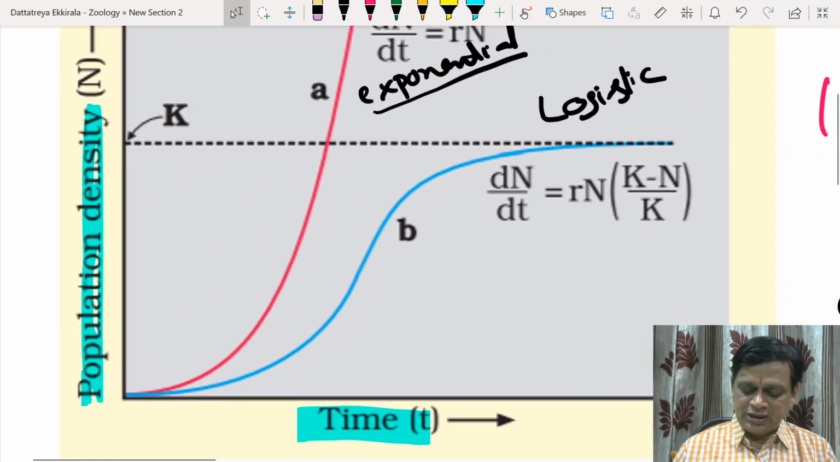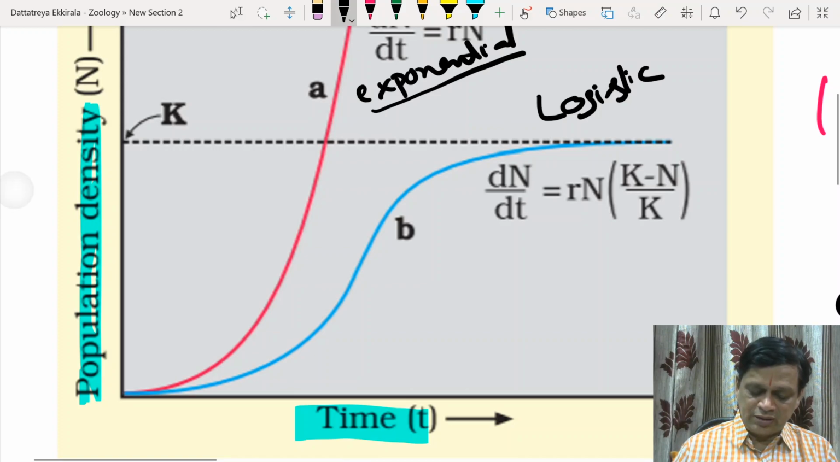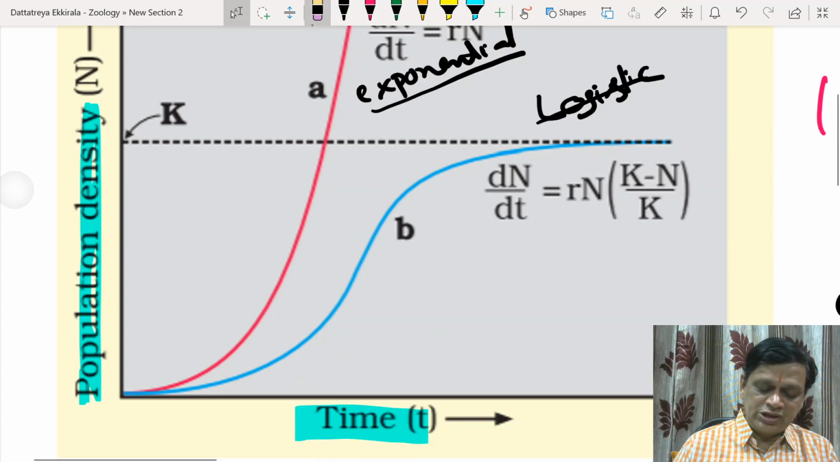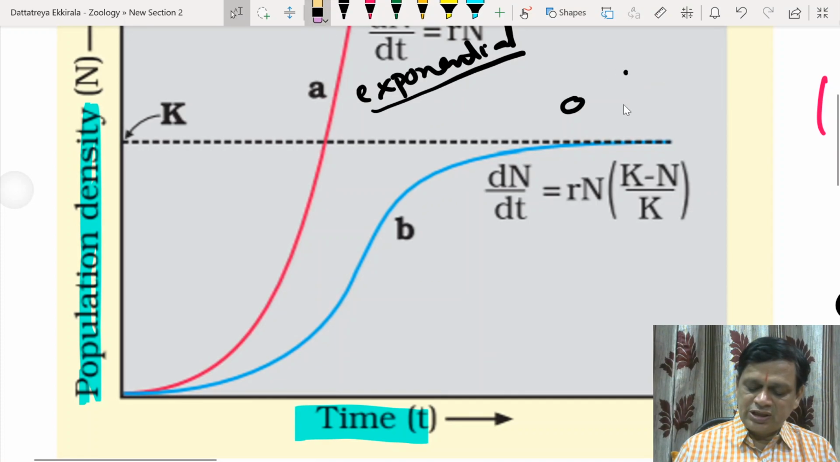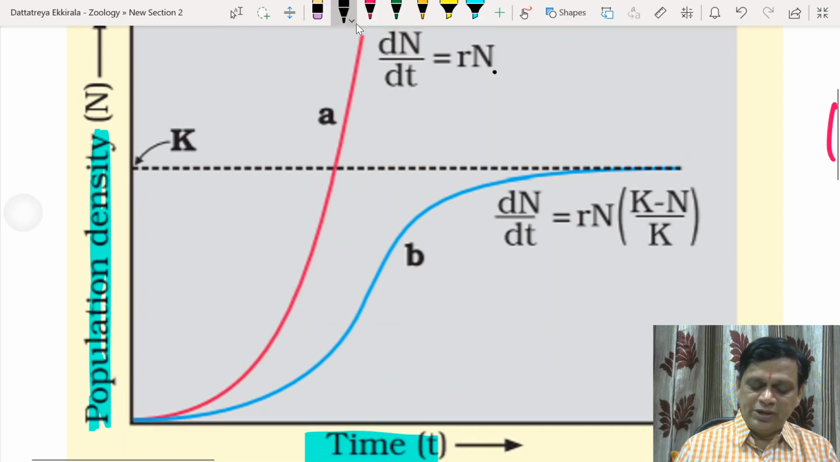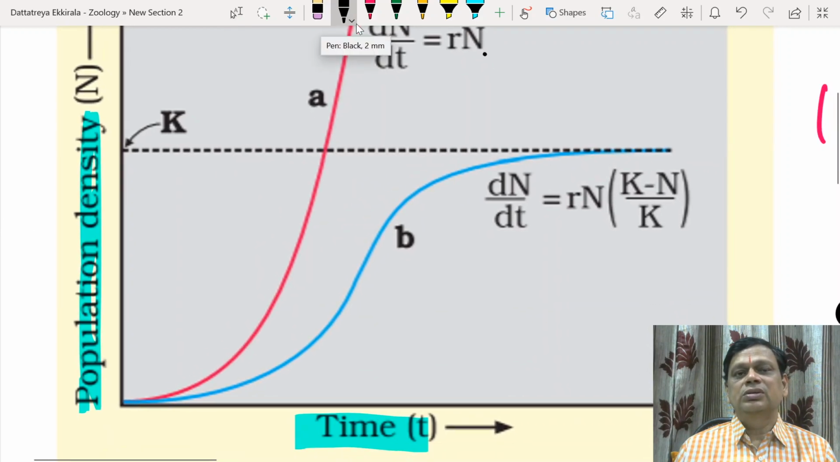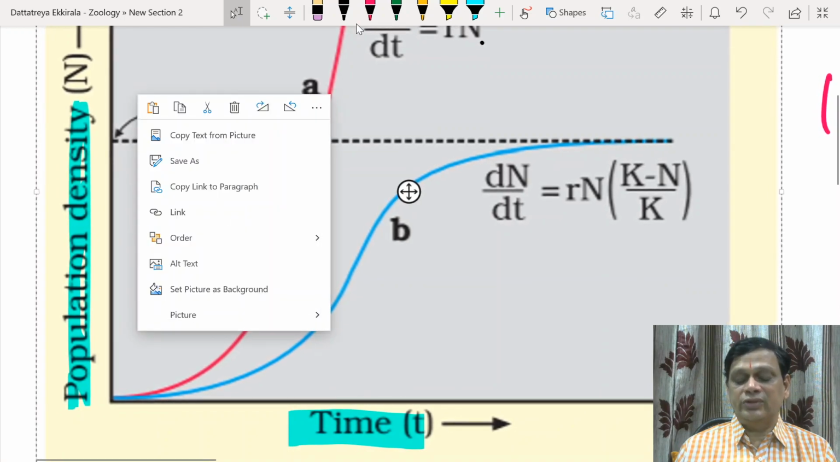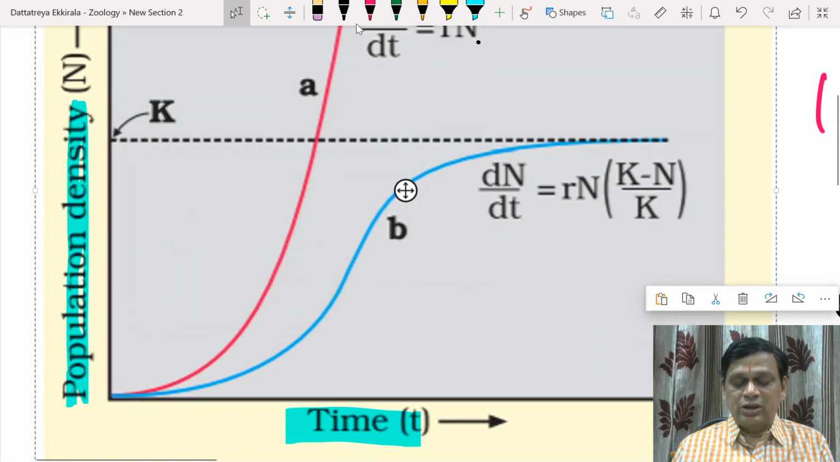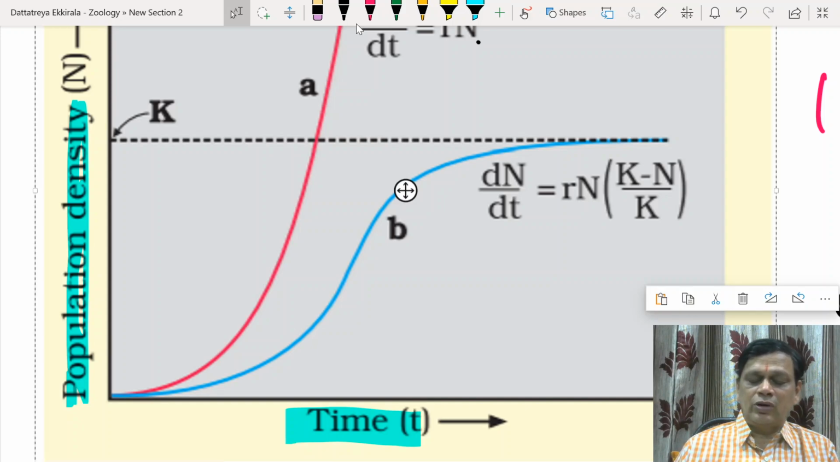Then the second type of growth curve is the logistic curve. So what are logistic curves? Logistic curves means they have some logic. Why is the population increasing? Because plenty of resources are available. I'm not talking about human beings, but about other organisms. When resources are limited, the population's growth decreases.